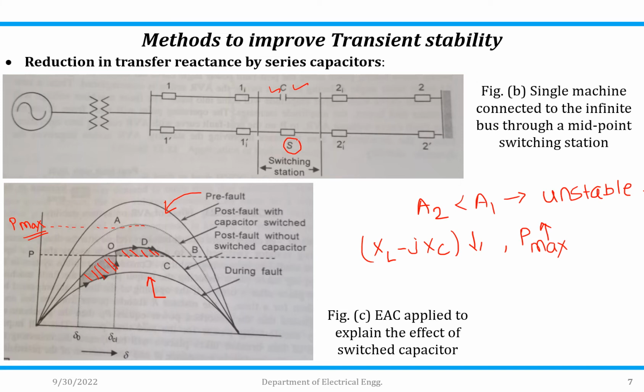Now if you take this much, this will be the area, this much will be the decelerating area, let's say up to this, suppose if you take. So what you observe here, by connecting the series capacitor, A2 will be greater than, or might be equal to, A2 is greater than A1, it is observed, so therefore the system will be stable here. Now it can be seen that the decelerating area increases by the area of OABCDO, and therefore the stability of the system can be improved.